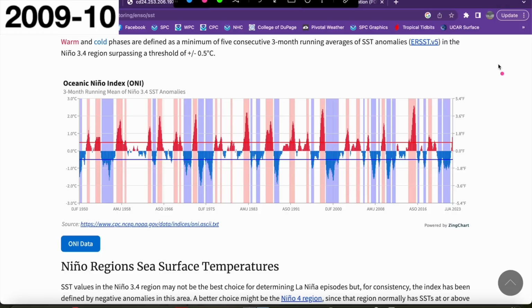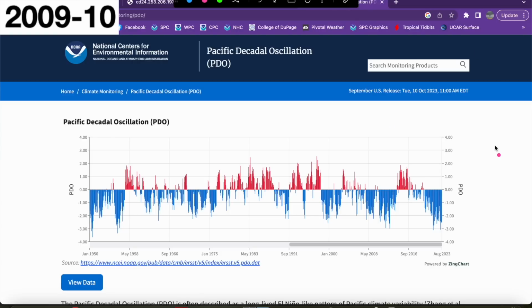Let's move to 2009-2010. The ONI peaked above about 1.5 degrees Celsius, right in that moderate to strong El Niño range. And the PDO was generally negative, although it was not nearly as negative as it is currently. And we actually dipped slightly into positive territory toward the end of winter 2010. So it's not a perfect analog, but it's still a pretty good one to analyze.